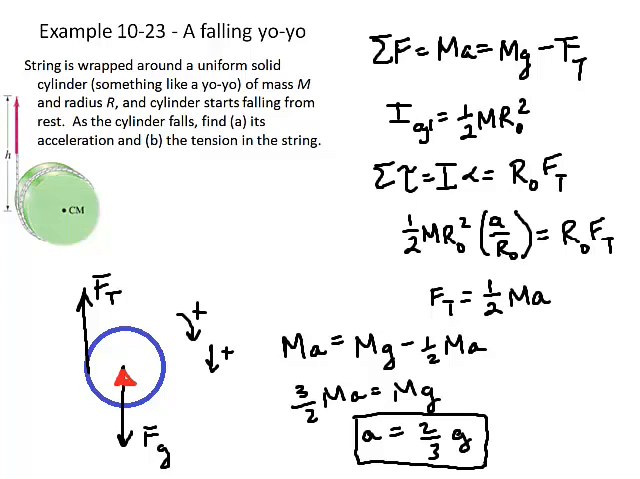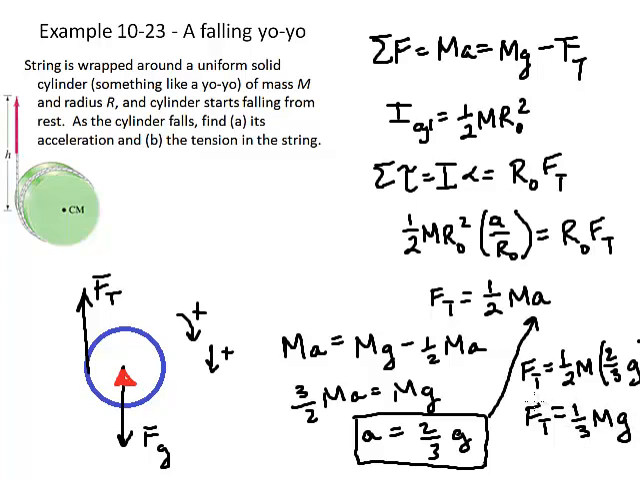Finally, when we want to find the force of tension, we plug this acceleration back into this formula. So we'll get Ft is equal to 1/2 m times 2/3 g. And so Ft, the force of tension, is going to be equal to 1/3 mg.